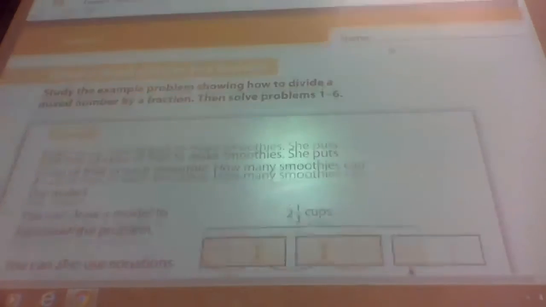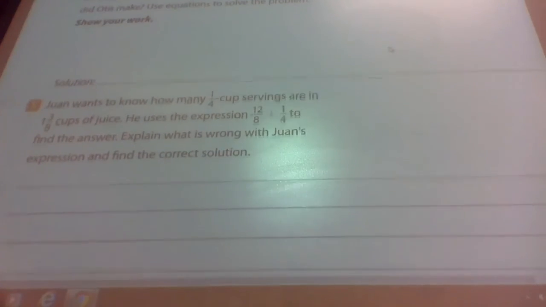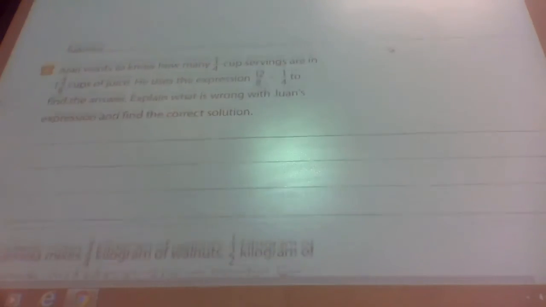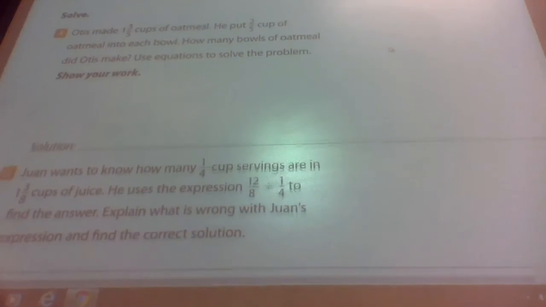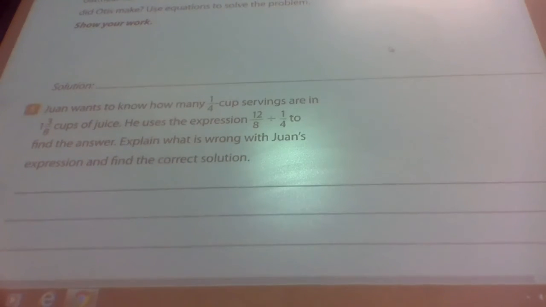Okay, our next page is 74. We got 4 problems, 4, 5, and 6. All right. Jakarian's group. It says, Otis made 1 3/4 cups of oatmeal. He put 2/5 cup of oatmeal to each bowl. How many bowls of oatmeal did he make? All right, what's the first thing I do? We gotta turn 1 3/4 into an improper fraction, which is gonna be 8/5.